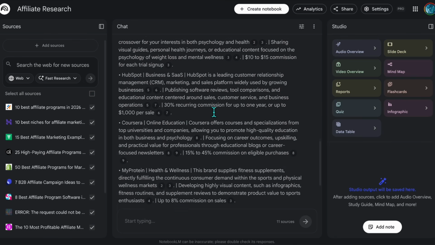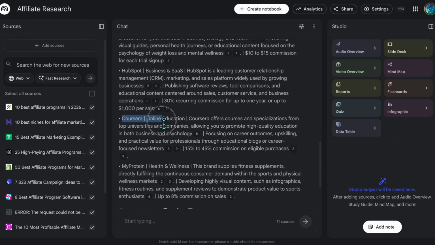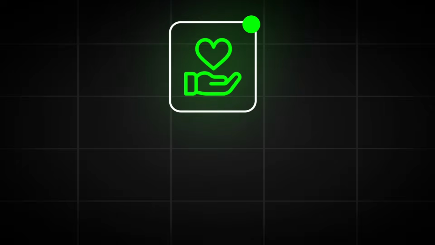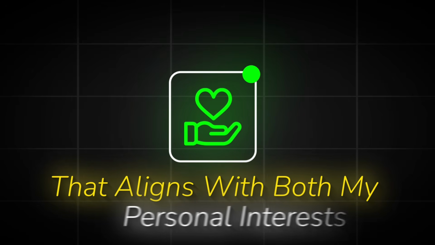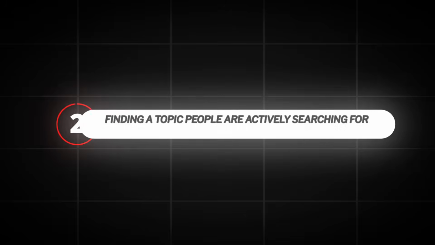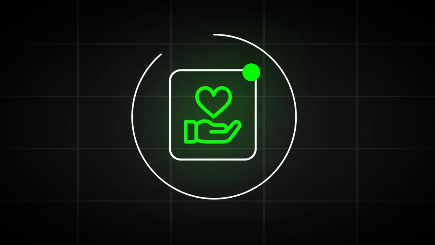Pick the one that genuinely connects with what you'd enjoy making content about. Since I enjoy teaching, I've chosen Coursera. The high commission is a great bonus too. In just a few minutes, we picked a product that aligns with both my personal interests and current market demand. Step 2. Finding a topic people are actively searching for, built around the product you just chose.